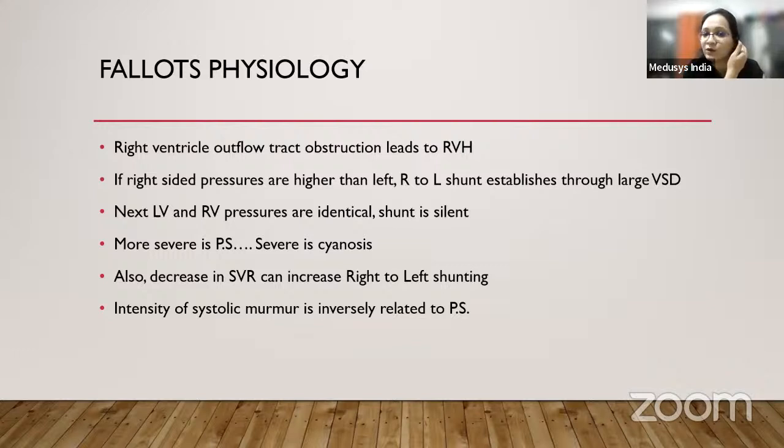Also, a decrease in systemic vascular resistance can increase right to left shunting. One more thing I want to highlight here is what will be the relation of systolic murmur and cyanosis? What do you feel, Dr. Deepak? So the intensity of the murmur is inversely related to the pulmonary stenosis, because the more the stenosis, the more blood will be shunted to the left side.